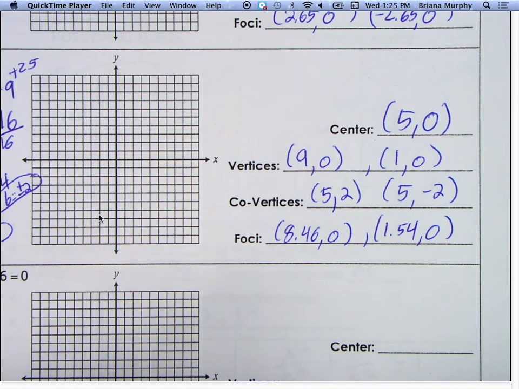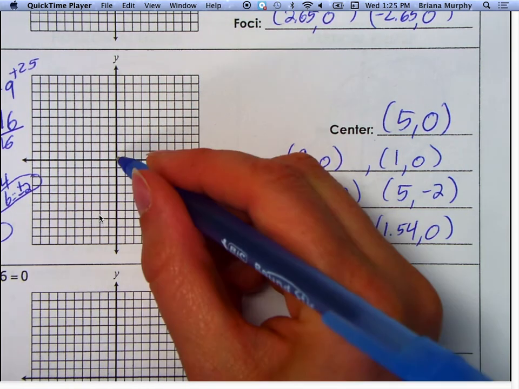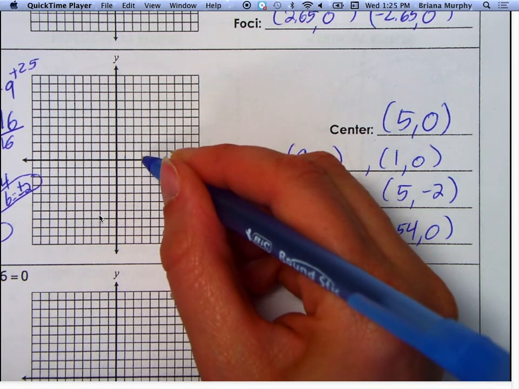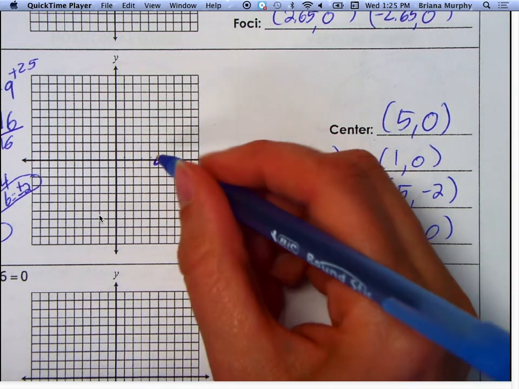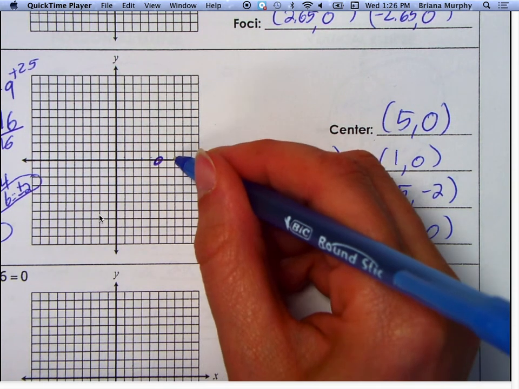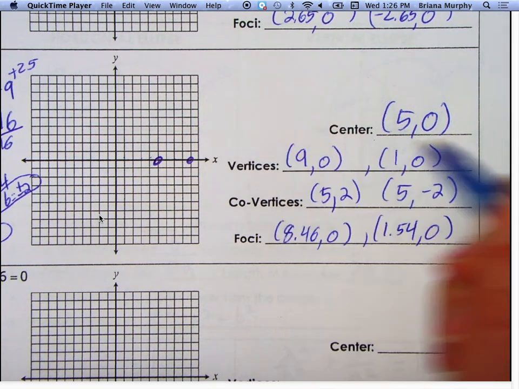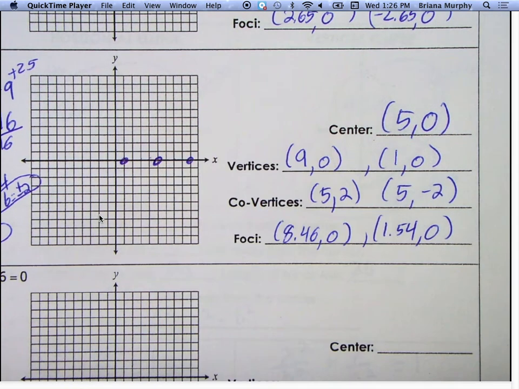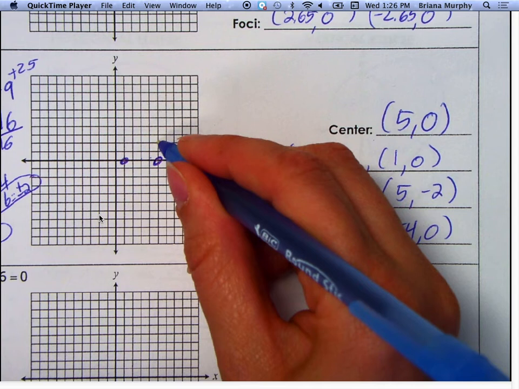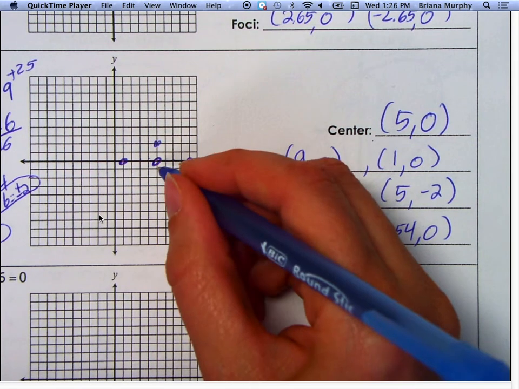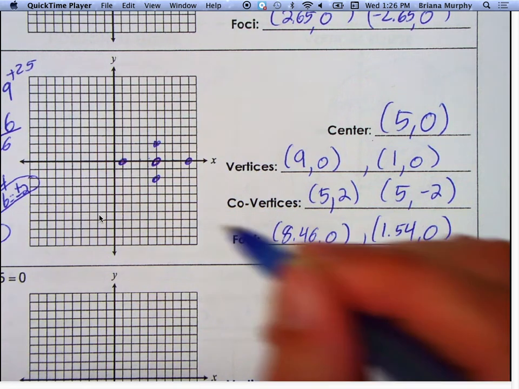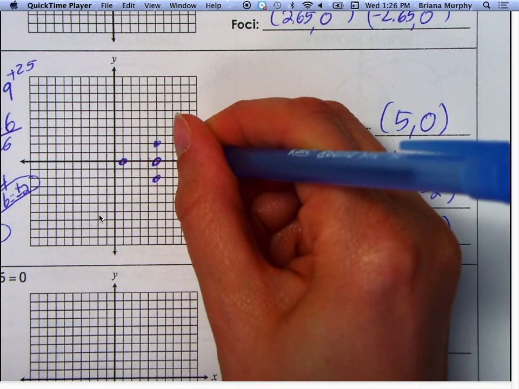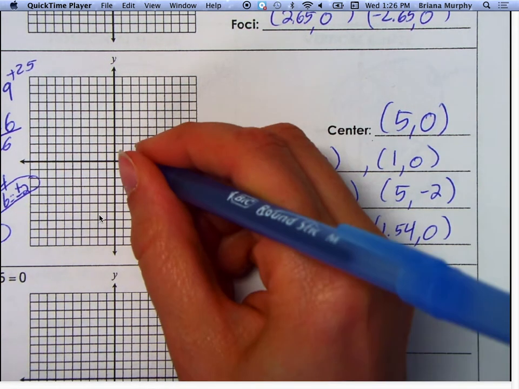And now I'm going to graph. I'm going to go 5, 0. And I'm going to go 9, 0. And 1, 0. I'm going to go 5, 2. And 5, negative 2. And I'm going to do my foci, which are 8.46, 0 and 1.54, 0.